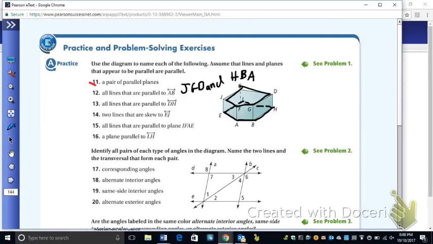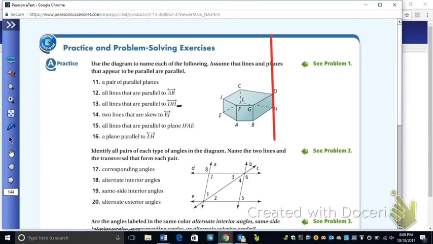So what we can do here is we can look at, I hit the wrong button. Okay, so let's go there. We can look at that top plane and the bottom plane. Okay, and those are parallel. If they go on forever, they're never going to meet. So we only need 3 points to define the plane. So we're going to call that JGD and HBA. Again, those are 3 points, so that forms a plane.